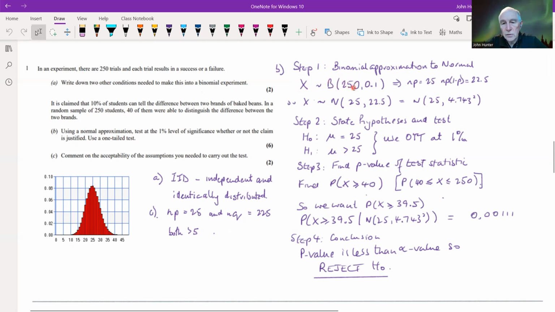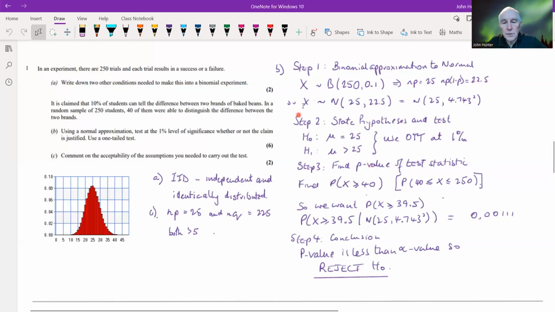Got an n size of 250 and a p probability of 10%, 0.1. Okay, so when we look at what this gives us in terms of mean and variance, basically a mean of 25, that's just that times that, and then we're going to multiply this by 1 minus that, 0.9, which gives us a variance of 22.5.